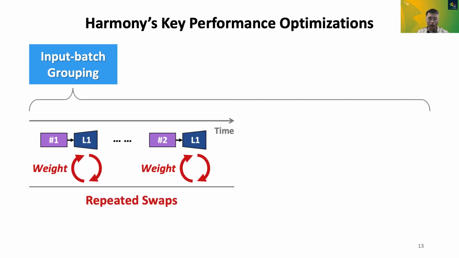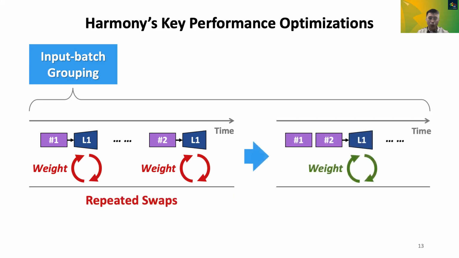This suffers from repeated swap. With input batch grouping, we let each weight run across a group of input batches before swapping out, such that we reduce repeated swap into a single swap.